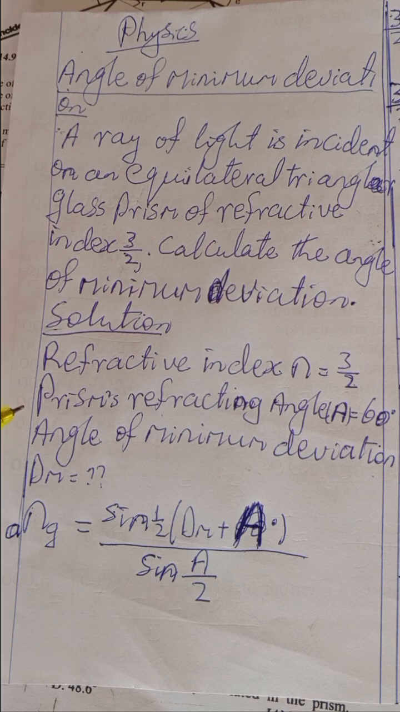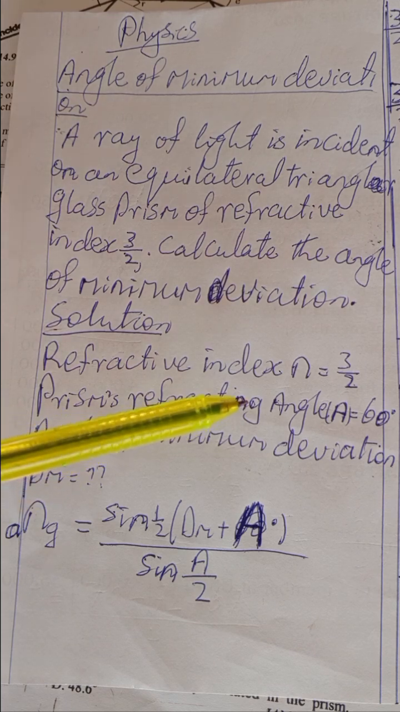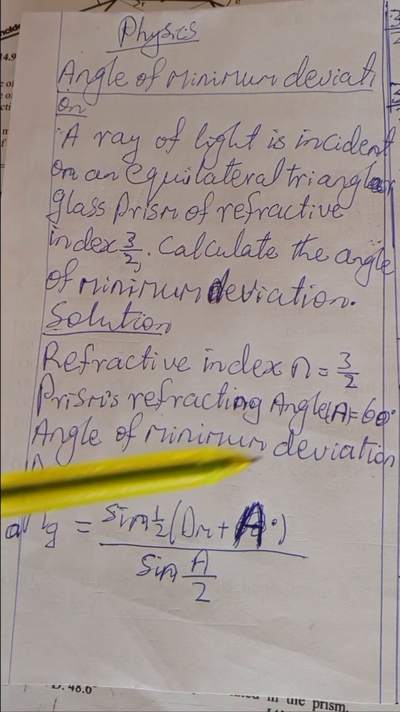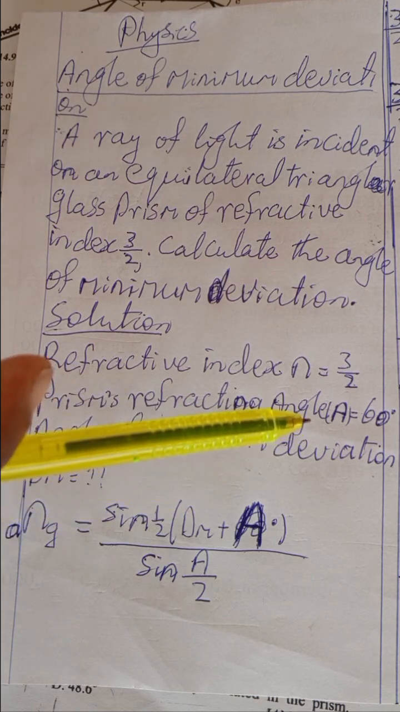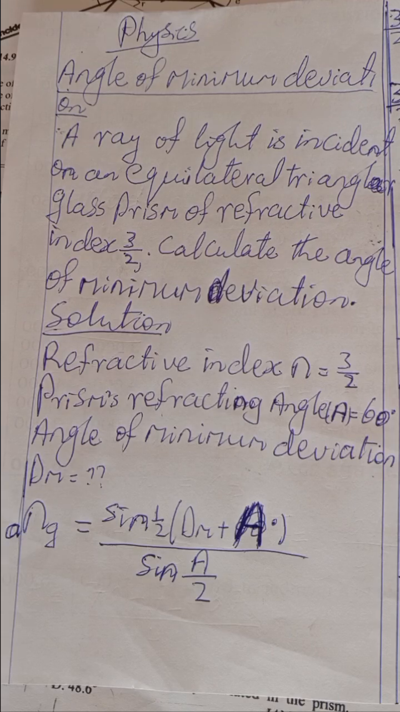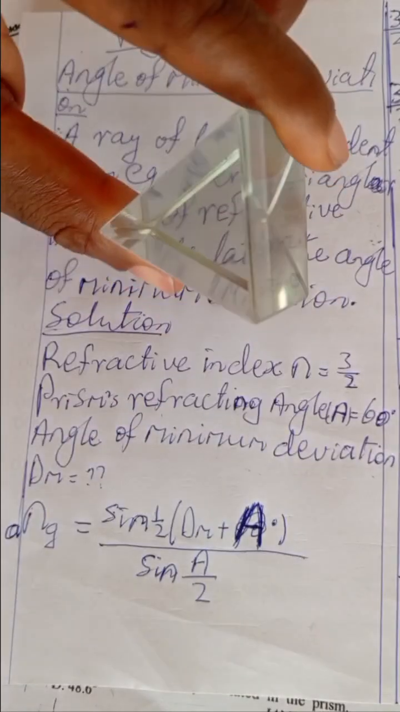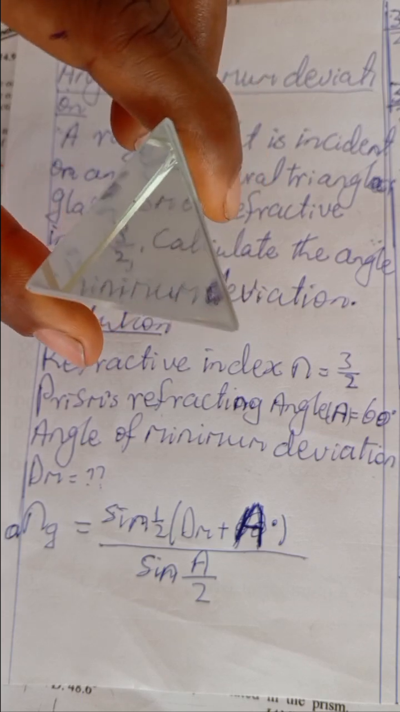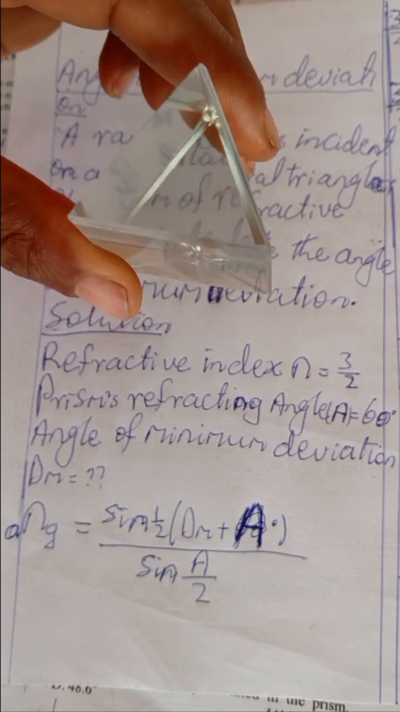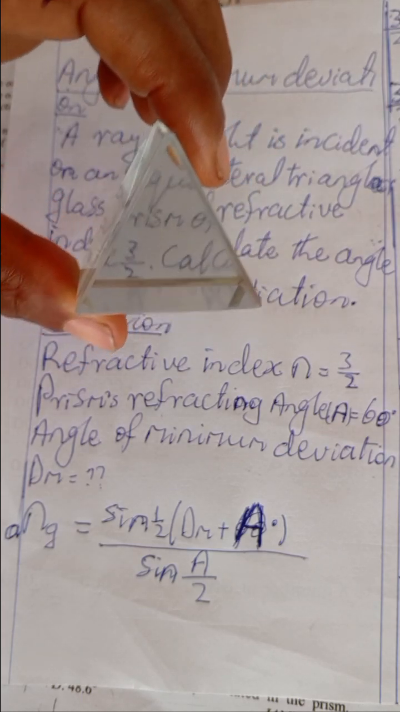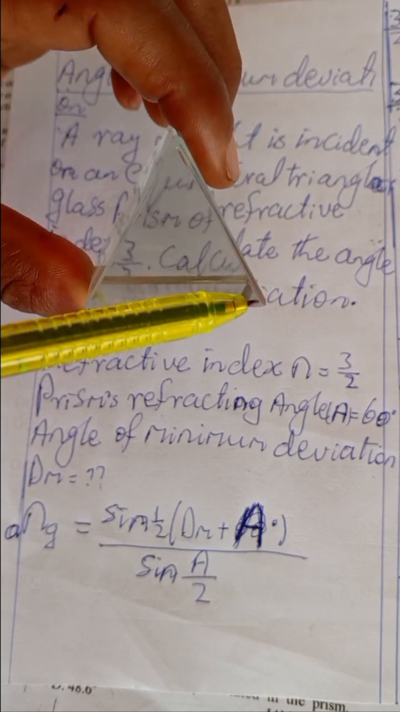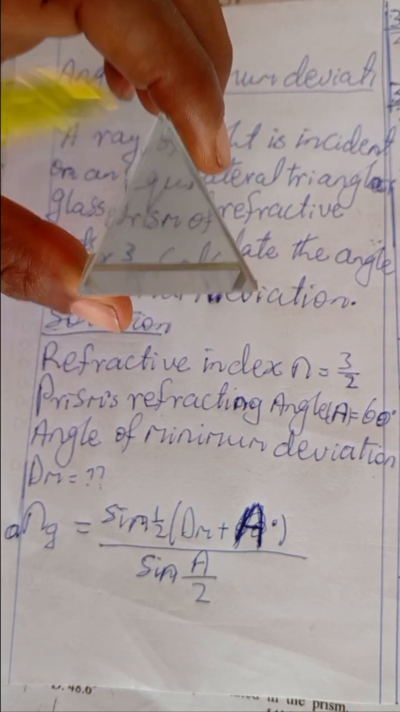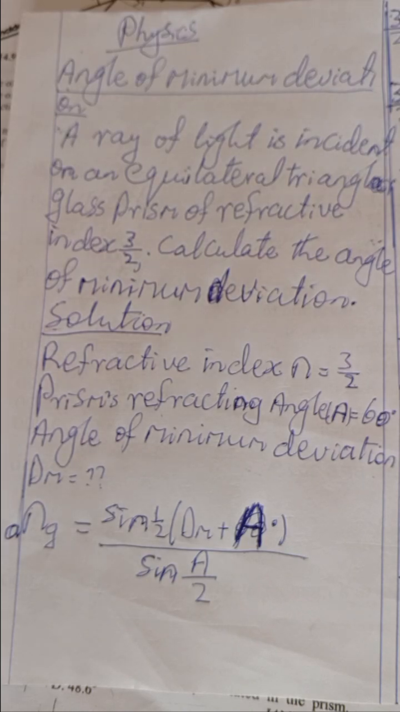The prism refracting angle is A, and that A is 60, because this triangular prism is an equilateral triangle. All the three sides are equal. So if here is 60, here is 60, 120 plus 60 is 180. That's A is 60. So the angle of minimum deviation, dm, is what we are looking for.